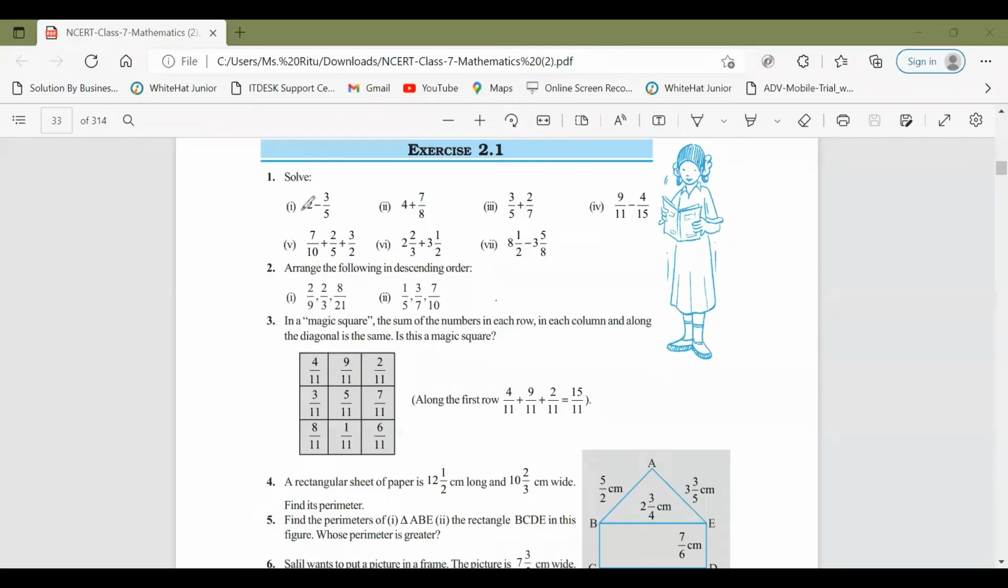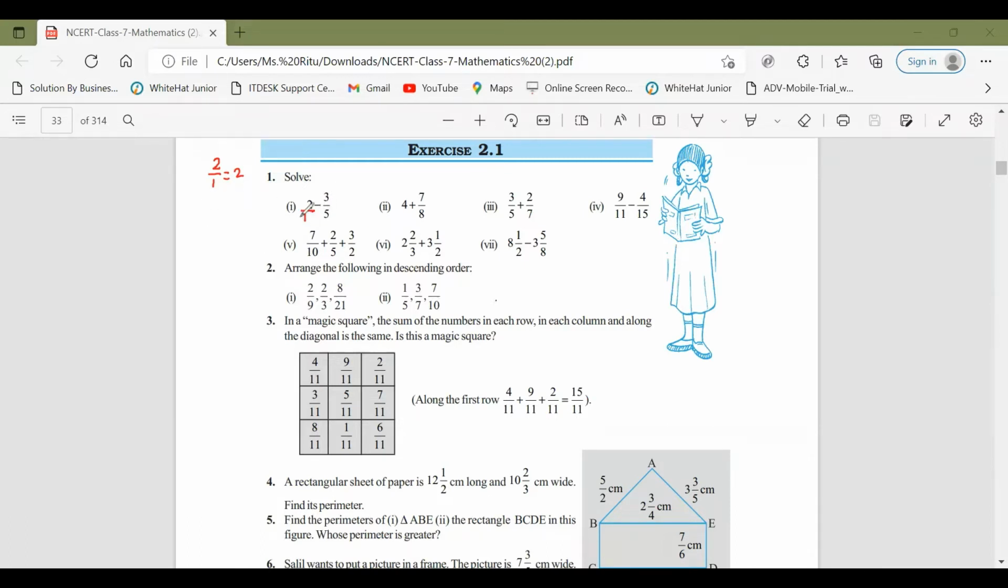For addition or subtraction of fractions, first of all, we'll check the denominator. In the first part, it's written 2. Any number we can write as a fraction like this. If I write the denominator 1, that is 2 only, right? 2 upon 1 is 2 only. So we can write this 2 as 2 upon 1. Now we have 2 upon 1 minus 3 upon 5.